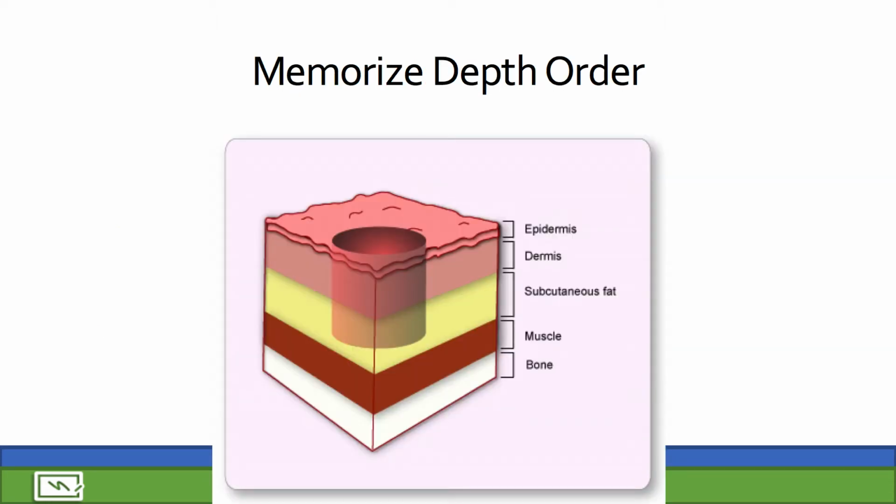A lot of the codes are coded based on depth, how deep the surgeon goes during a procedure. It's important that you know how deep each structure is and the order of it. The epidermis, like I said before, is the outermost layer. The dermis is the second layer. The subcutaneous fat is the third layer. Then you have your muscle layer, and then after that is your bone, the deepest layer.